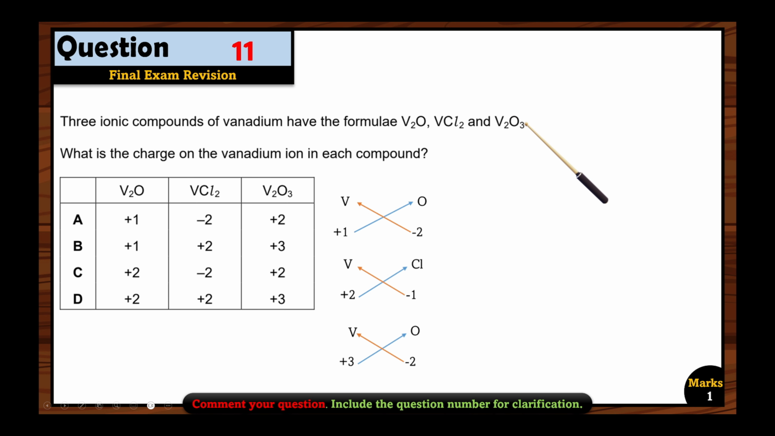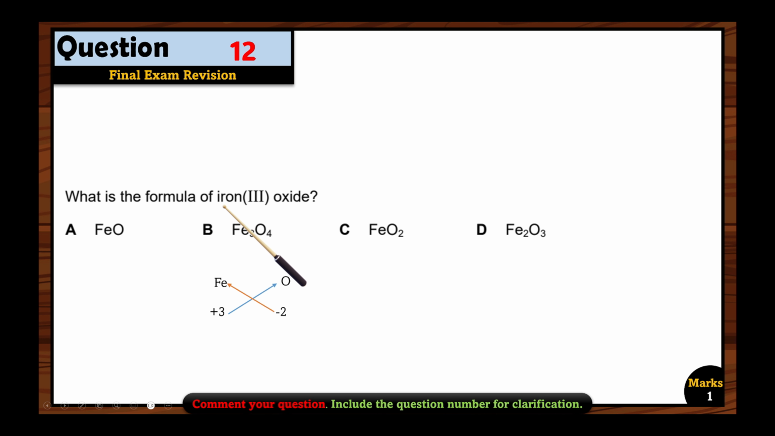Question number 12. What is the formula of iron(III) oxide? Iron belongs to transition metals, right? Transition metals have different oxidation states. That's why we have to write their oxidation state in front of their name, because sometimes it can be 2, sometimes it can be 3. So here they have already informed you that iron has the oxidation state 3. So iron is +3. Oxygen, as always, has a -2 oxidation state. Now we can cross them and see what the formula will be. So the oxidation state of O will go here. So Fe2 and O3 is the right formula. That is option D.